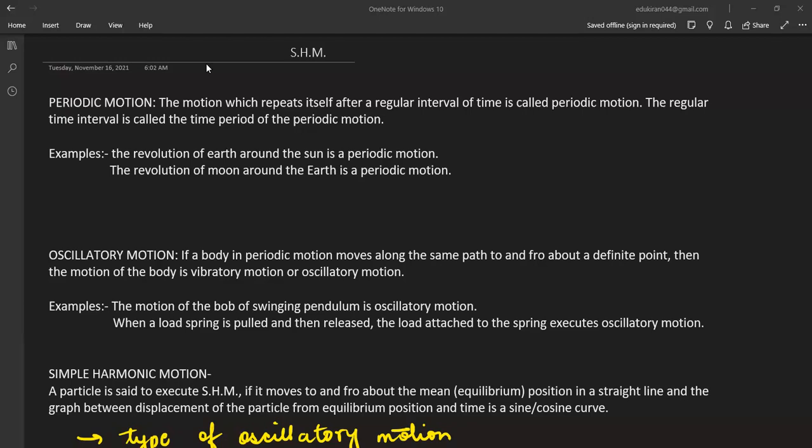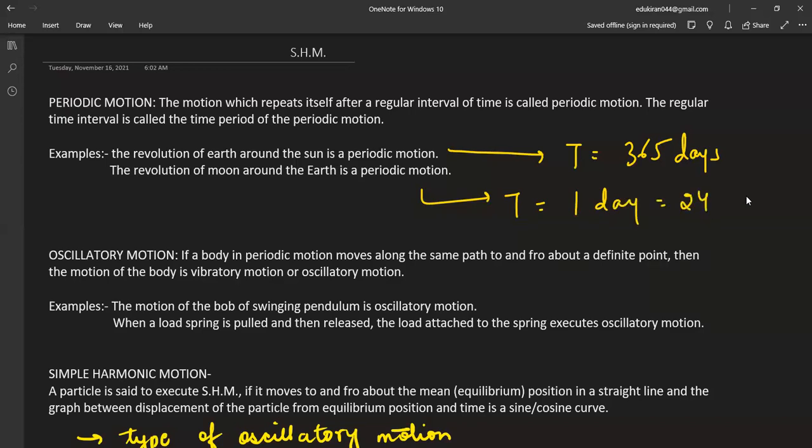So examples are revolution of earth, that is periodic motion. It has a time period which is fixed, 365 days. Similarly, revolution of moon around the earth is periodic. It has a definite time period, that is 1 day, which is 24 hours. Right, so these are all periodic motions that depend upon one time period which is getting repeated and repeated and repeated.